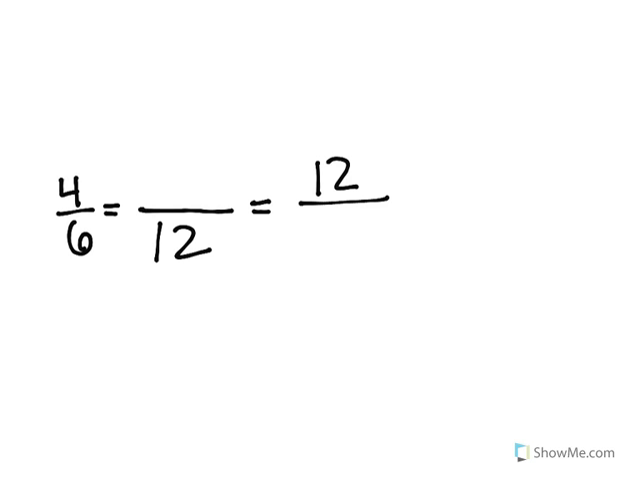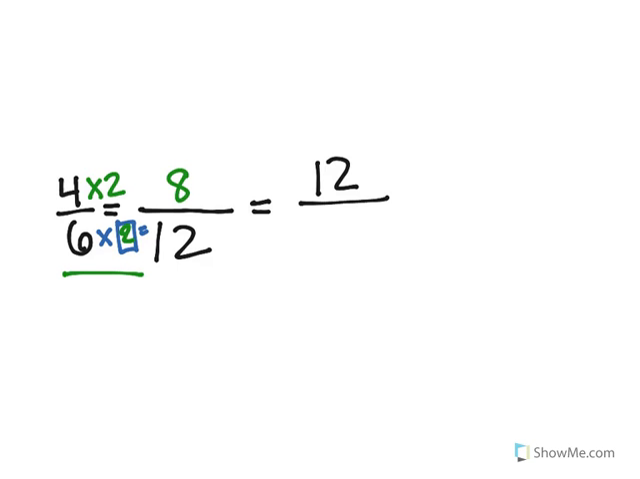Okay, same concept. This time it's going to be a little different though. 6 times what equals 12? You guys got it, 2. So if I multiply the denominator by it, I have to multiply the numerator. 4 times 2 gives me 8.